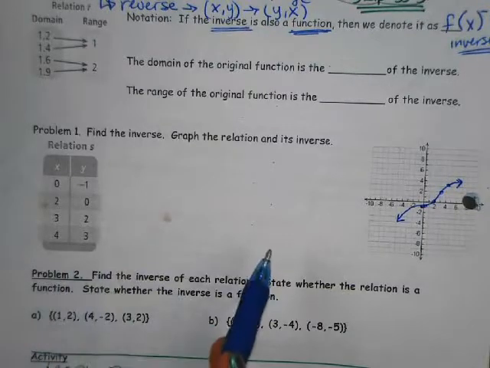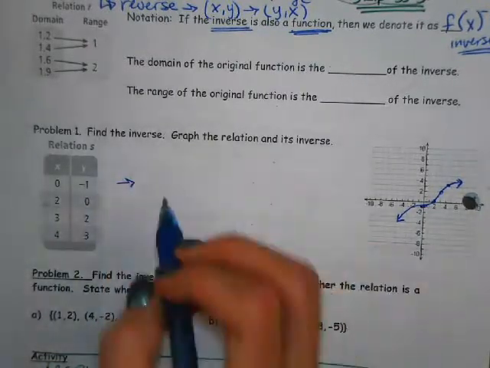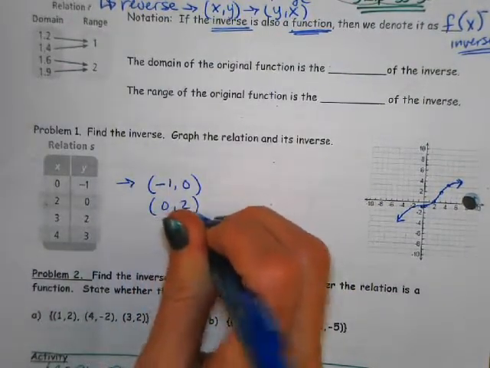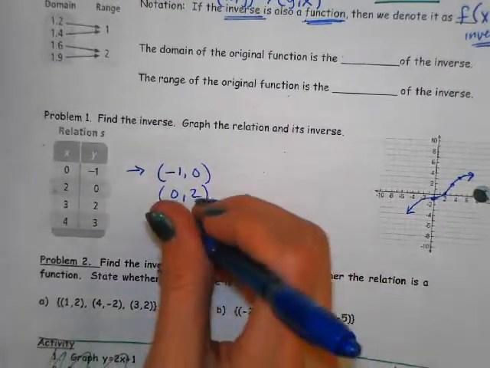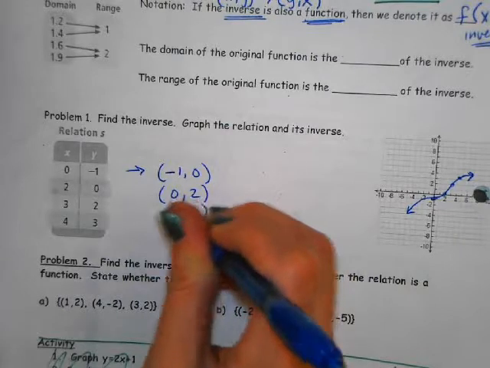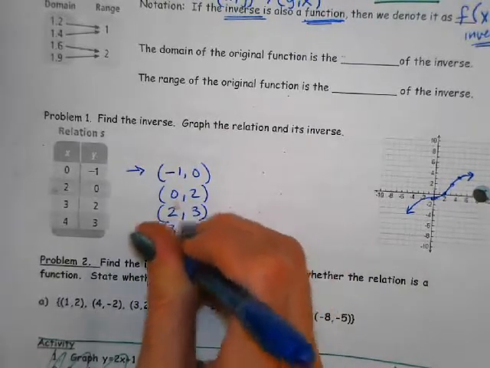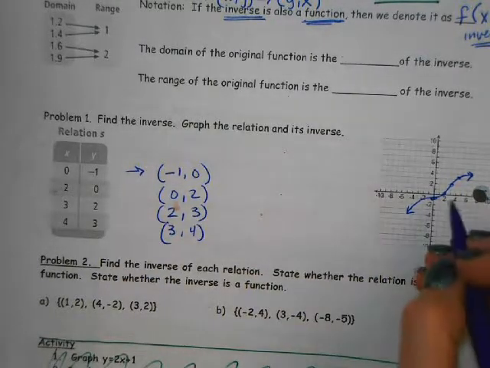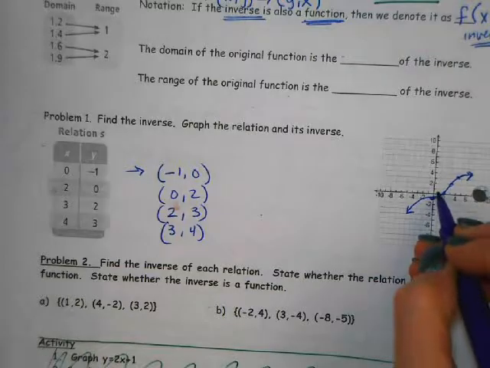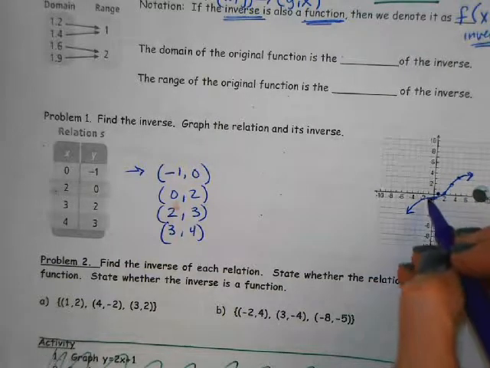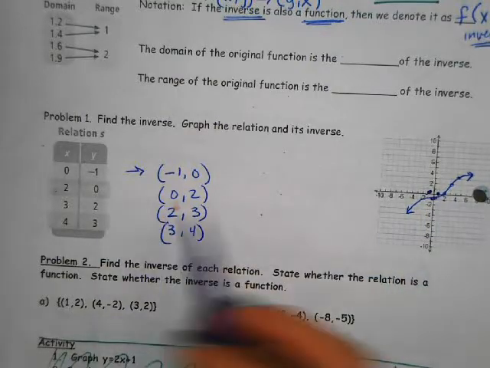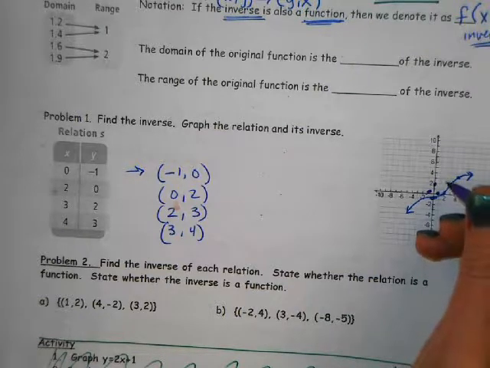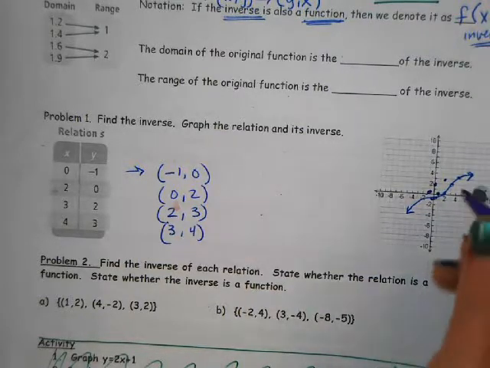So now, let's write its inverse. Its inverse is going to be (-1, 0), (0, 2), (2, 3), and (3, 4). Okay? So I'm going to graph that. I'll use different colors. So I'm going to go negative 1, 0. Oh, sorry, it's the wrong way. Negative 1, 0 would help if I did it right. (0, 2), (2, 3), and then (3, 4).